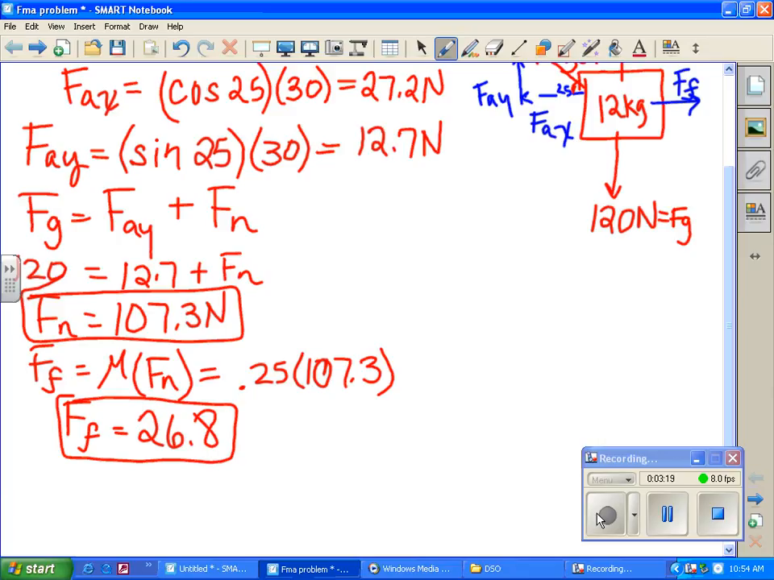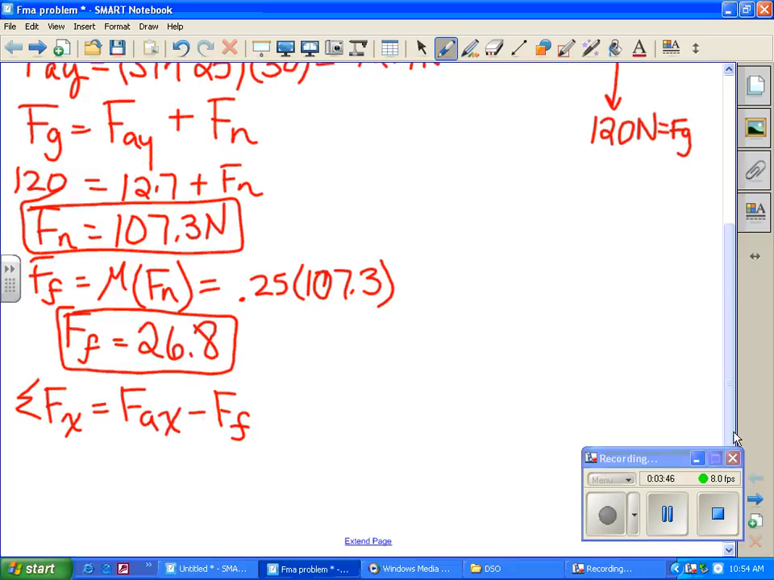If I look up here, I know that force applied in the x is 27.2. What could I do to find the total net force in the x direction? Force in the x equals, kind of is a subtraction problem, so F applied minus force of friction, just because they're acting in opposite directions. Okay, from here, I know my applied force is, what is my applied force in the x again? 27.2, thank you.